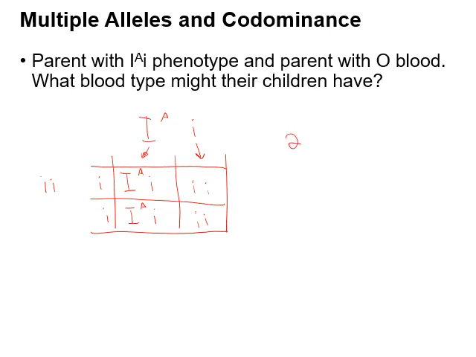Okay, so we see 2 out of the 4 boxes result in I capital A lowercase i. So that is a kid with A blood. And then 2 out of the 4 boxes are lowercase i, so that is type O blood. Each child has a 50% chance of being A and a 50% chance of being O.